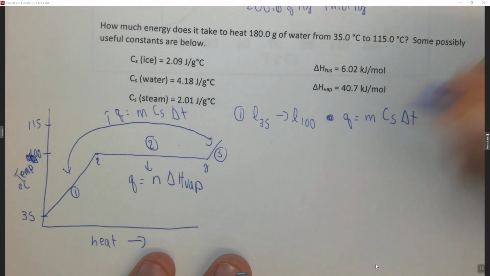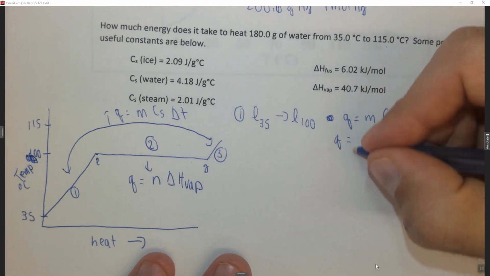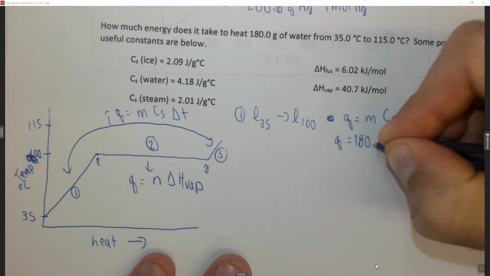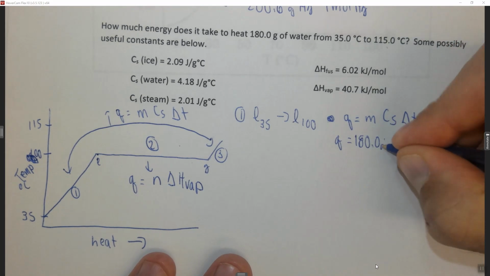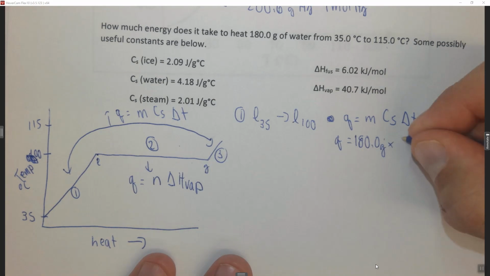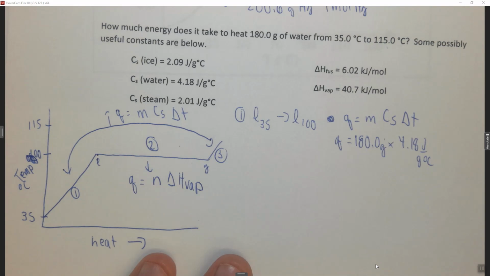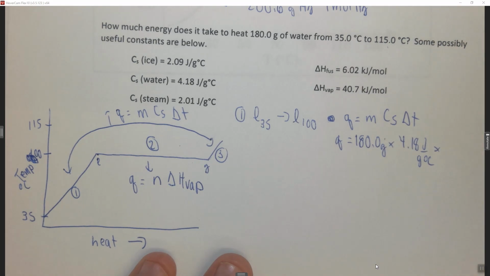So, you don't need that equals. Q, the amount of heat, is the mass, 180 grams, times the specific heat capacity of liquid water, 4.18 joules per gram degree C, because water is a liquid between 35 and 100, times the change in temperature, so 100 minus 35, which is 65 degrees C.